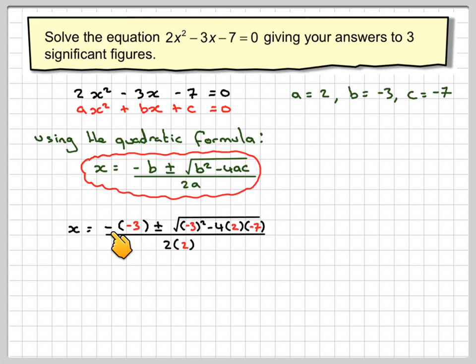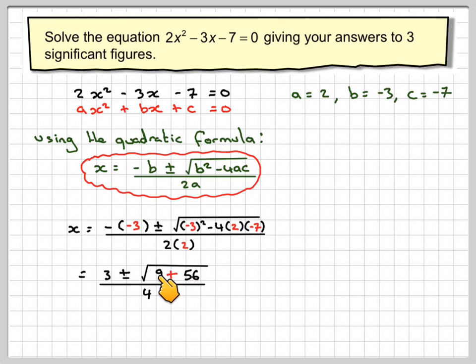Right, moving on. Minus minus 3 is 3, plus or minus the square root. Now minus 3 all squared, because it's got brackets, is 9. Minus 3 times minus 3 is 9. Now a minus times a minus will make a plus, and then 4 times 2 times 7 is 8 times 7, which is 56, all divided by 2 times 2, which is 4.